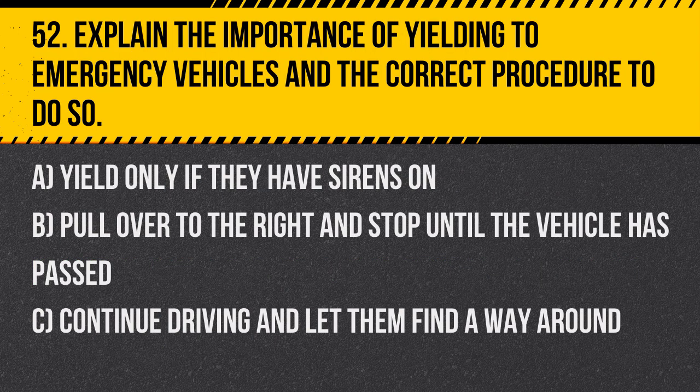Question 52. Explain the importance of yielding to emergency vehicles and the correct procedure to do so. A. Yield only if they have sirens on. B. Pull over to the right and stop until the vehicle has passed. C. Continue driving and let them find a way around.